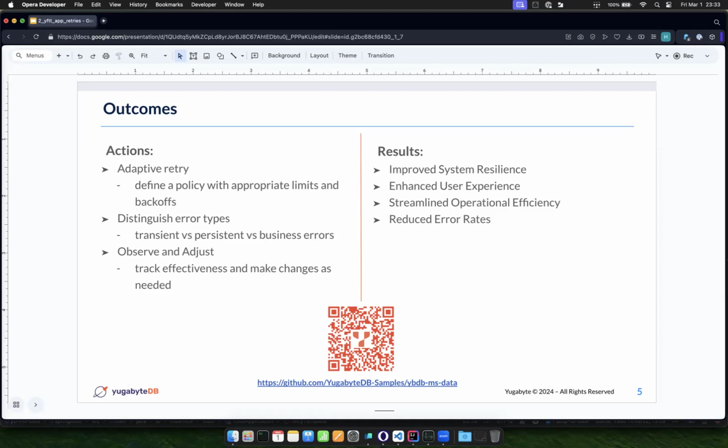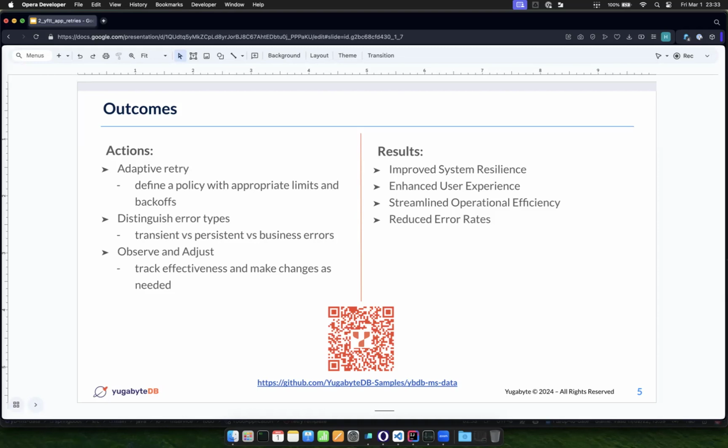And then observe and adjust is important because you have to track the effectiveness of the retry policies. Time and again, make sure whether you have put the right limits in place or not. Sometimes the backoff limit may be on the higher side or sometimes on the lower side, so depending on a few exceptions, you might have to adjust it again and again. Make sure that you track the effectiveness of it, right?